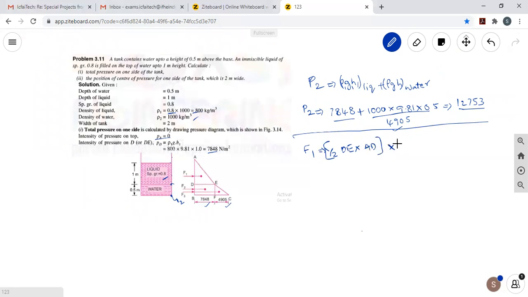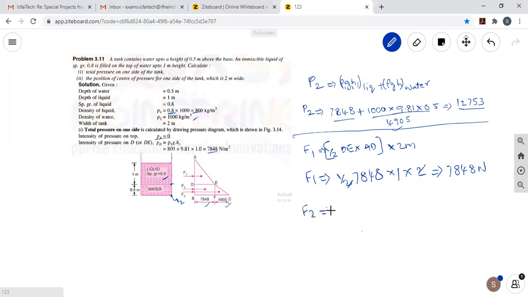What is the width of the tank given to you? 2 meters in the question. So what is the value of F1? Now substitute all variables: half into DE, DE is 7848, which is pressure, into AD height, which is 1 meter, into 2. You calculate, 2 is going to cancel. So it comes out to be 7848 newtons. So the value of F1 force is 7848 newtons.